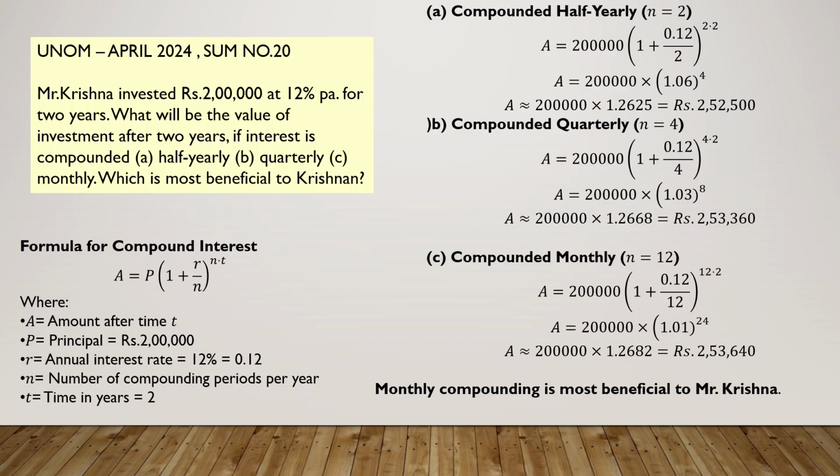So when it is half yearly, the interest is going to be given twice in a year. Half yearly means 2 times in a year. So N is 2 when it is half yearly, and N is 4 when it is quarterly, and N will become 12 when it is a monthly compounding period. Then T is time in years, that is 2. And we have to apply the values into the formula to find the amount which we are going to take after 2 years with a compounding interest of half yearly, quarterly and monthly.